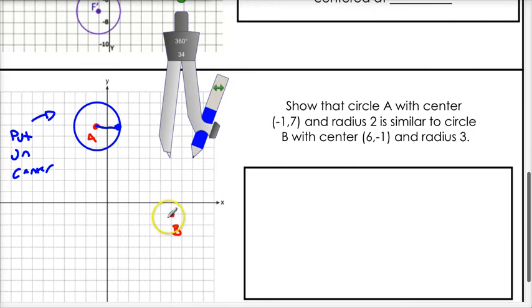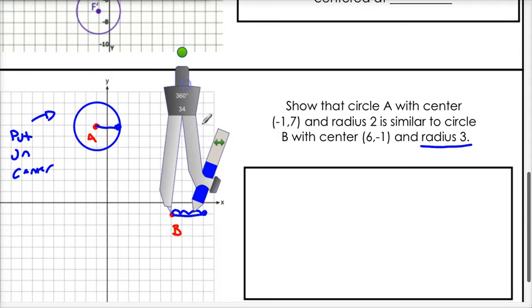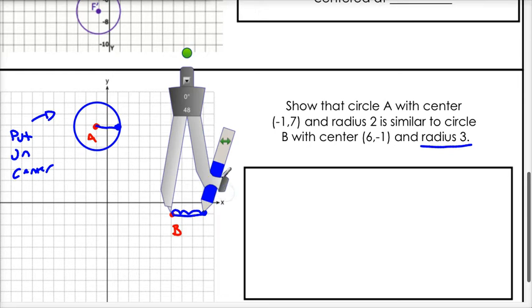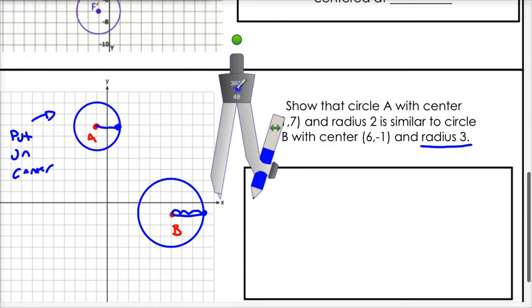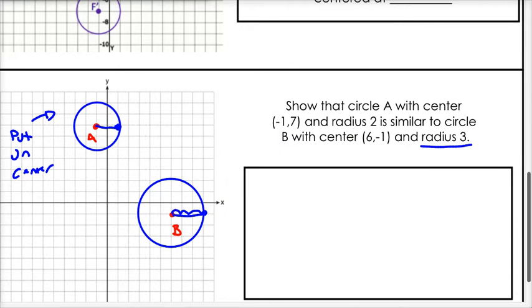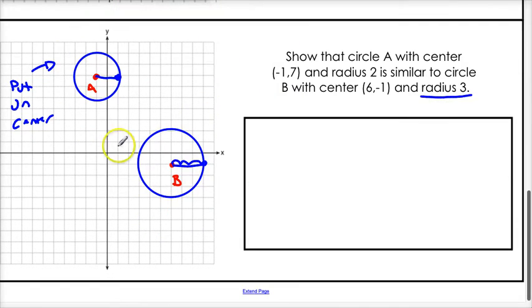All right, for our second one, circle B has a radius of 3. So we go 3 away. 1, 2, 3. All right, so that's going to be our radius. We bring our compass down. We open it to 3 now. And now we draw another circle. And now we got circle B. All right, so now that we got that, you can take your compass and put it away. And now we just have to say our transformation that maps A onto B.